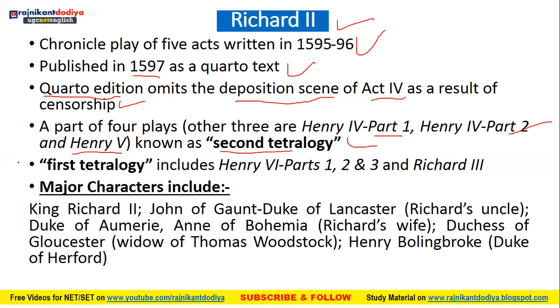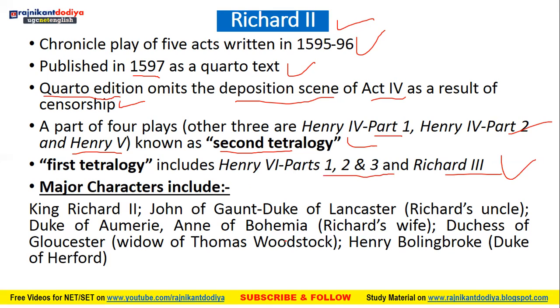And when we talk about the first tetralogy, it includes Henry 6 Part 1, 2, and 3, and Richard 3. So here also three plays on Henry 6 and Richard 3. So four plays once again. So it was collectively known as the first tetralogy by Shakespeare.